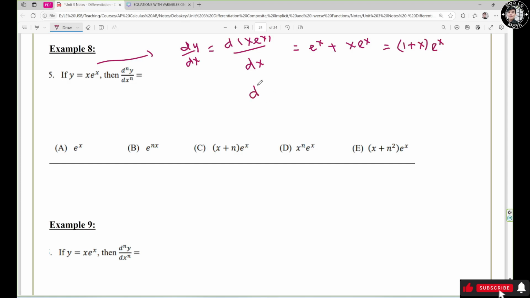So I have d square of y over ds square. It's going to be product rule again, right? So it could be 1 times e to the s plus 1 plus s times e to the s, right? I need to factor e to the s out, so it could be 2 plus s times e to the s, right? Now you see the pattern right here.